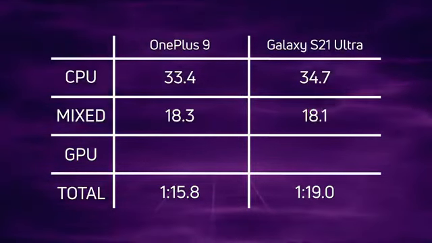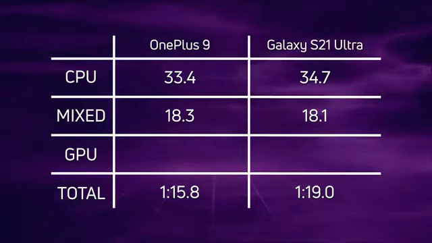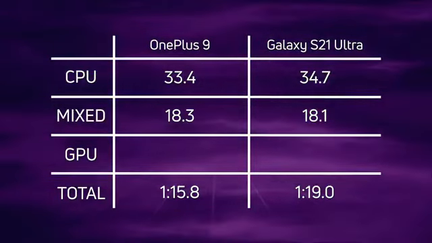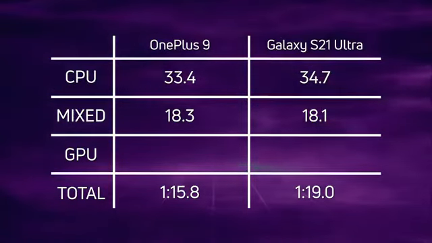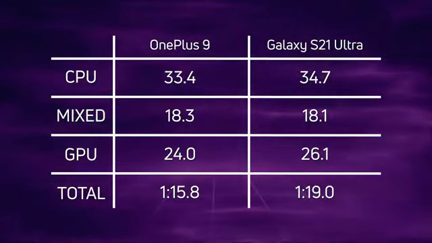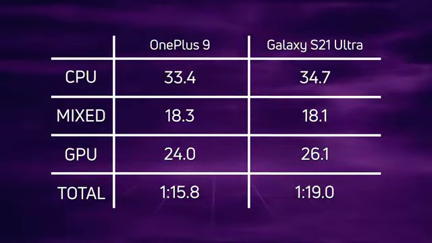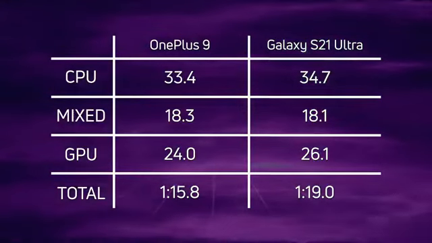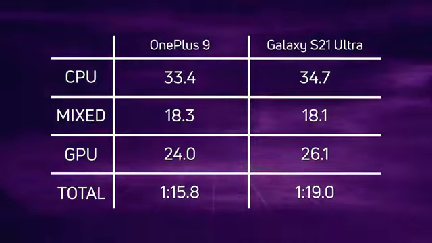Things changed a bit when we got into the mixed CPU-GPU. We saw that high frame rate there by the Galaxy S21 Ultra. So it's 18.3 seconds for the OnePlus 9, but 18.1 seconds for the Galaxy S21 Ultra. So a win there for the Samsung. However, when we get back to the GPU, 24 seconds versus 26.1, a difference of 2.1 seconds. So a win in the CPU and GPU department, which means the OnePlus 9 came in first, 1 minute 15.8.